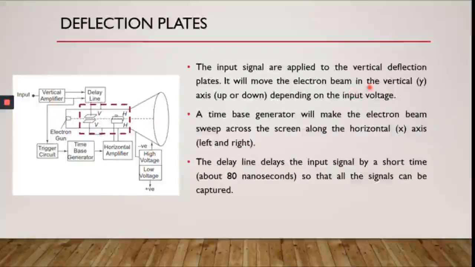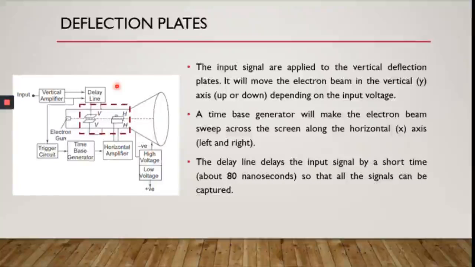It will move the electron beam in the vertical direction, either up or down, depending on the type of signal. And then you have a time-based generator which will affect the horizontal plate, and it will sweep across the screen and display the electron beam on the horizontal axis, left and right.